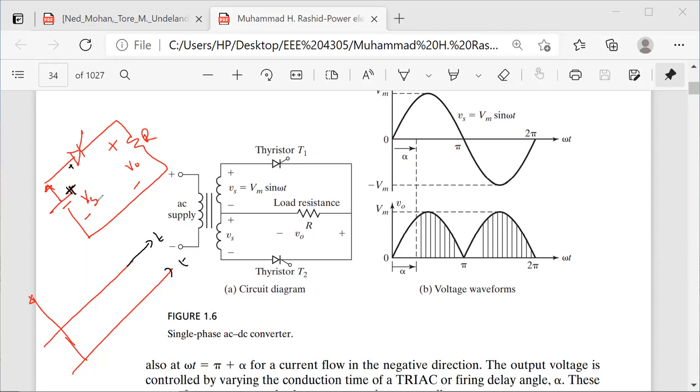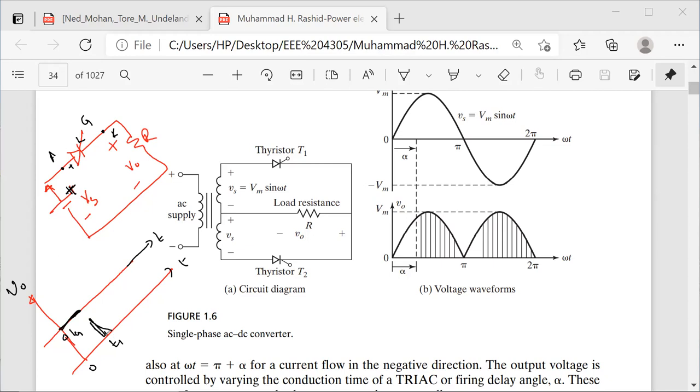Yes, sir. So now, suppose after a time T1, you have applied a gate pulse. This is your gate, this is your anode, and this is your cathode. Unless you apply a gate pulse, this thyristor will not be conducting, so it will be turned off. So if this is your V0, what will be the voltage if the thyristor is off, that is, open? Is there any current going through your resistor? No, sir. So you will get 0 voltage.